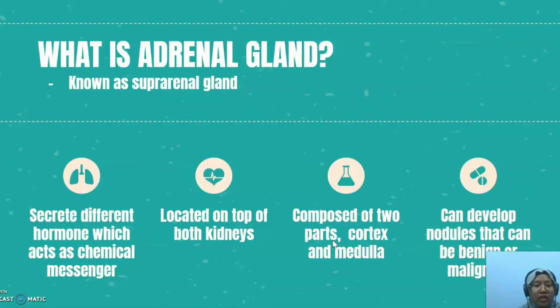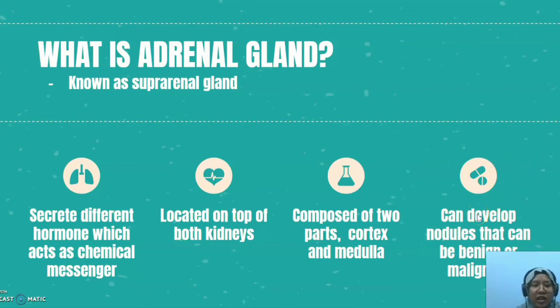What is the adrenal gland? Adrenal glands, also known as the suprarenal glands, are small triangular-shaped glands located on top of both kidneys. The adrenal glands are composed of two parts, the cortex and the medulla. These parts secrete different hormones which act as chemical messengers. The cortex, which is the outer portion of the gland, secretes three types of hormone: cortisol, aldosterone, and DHEA. As for the inner portion of the gland, the medulla, it secretes adrenaline and noradrenaline.